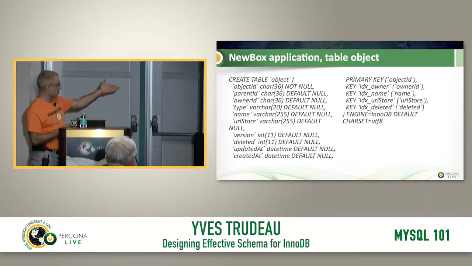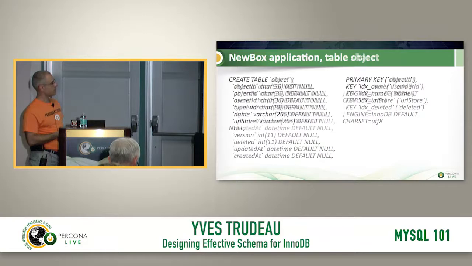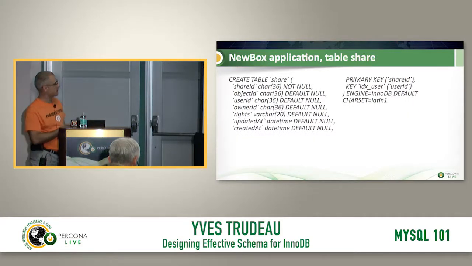Owner is the user ID that owns the object. So I have a type and name, URL store, because I want to use something like SwiftStack, OpenStack or S3 to store the file, so I won't have to bother with storage. Version, deleted, same type of pattern. I created the keys I think are needed. So, and of course share. That's another one. So share, object, and here I have share object and user ID, the keys I needed, I think.